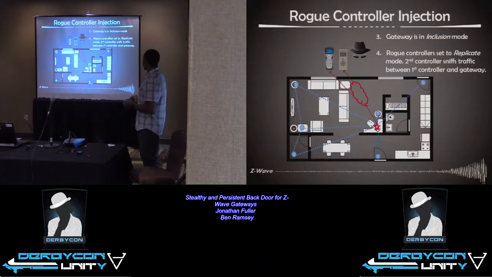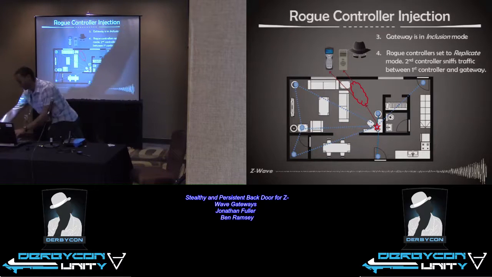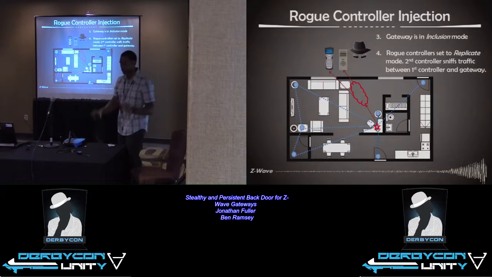So the gateway is now in inclusion mode, and we're going to use 2 controllers for this, and it'll be very evident why. But it's pretty much to cover your tracks. So the two controllers are set to replicate mode. So you set the gateway, you inject an inclusion packet to the gateway. You set both these to replicate mode.